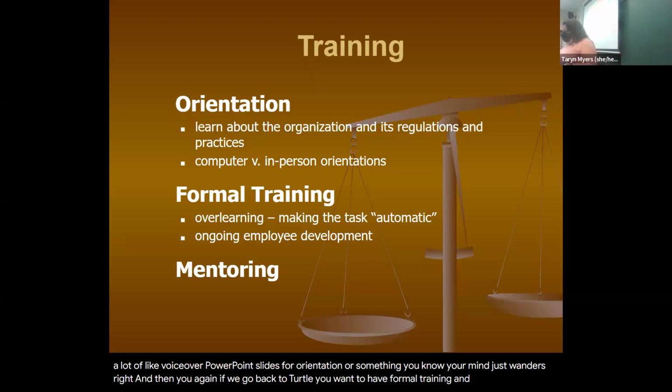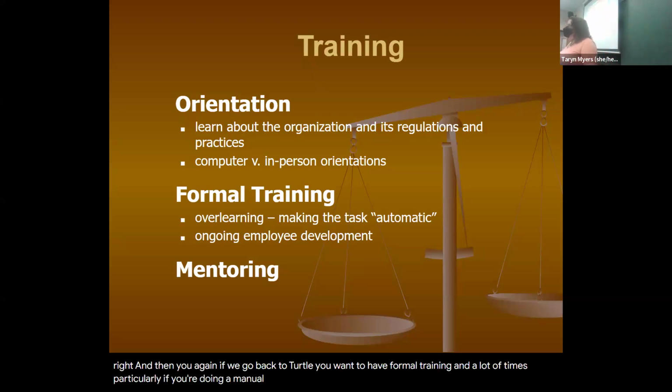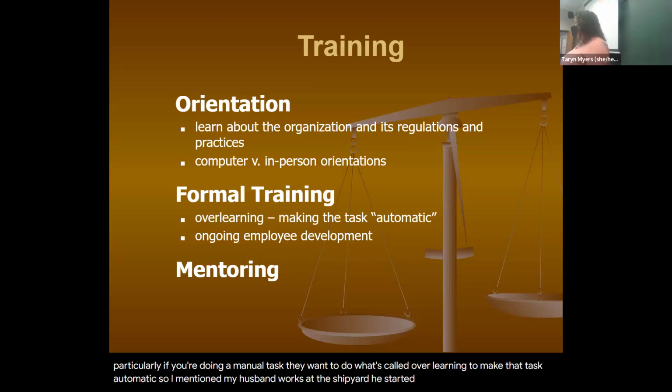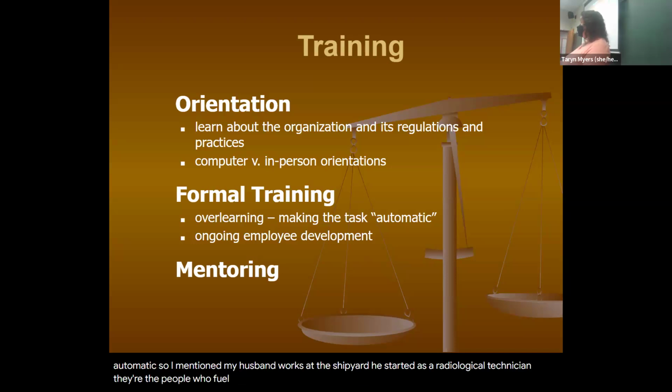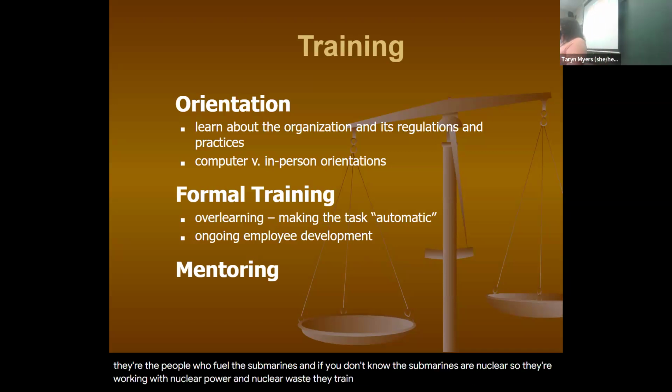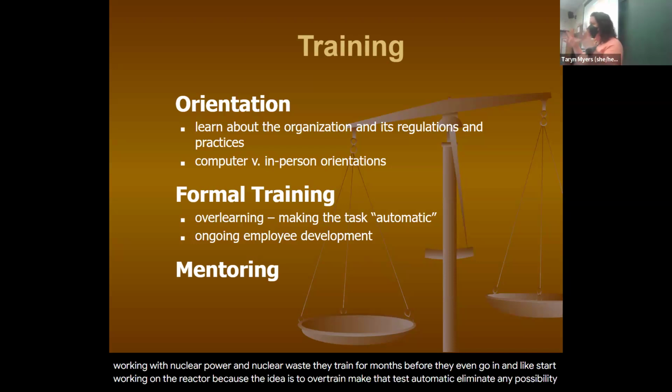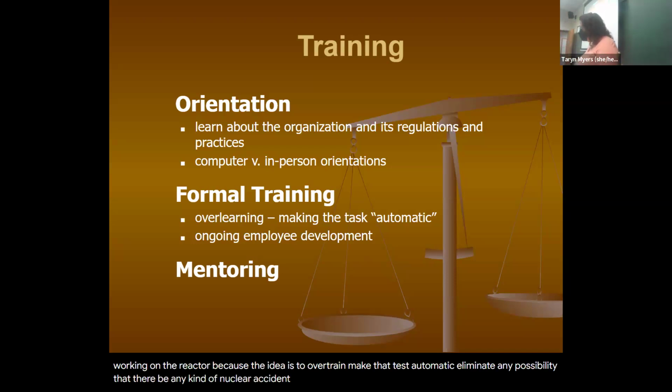And a lot of times, particularly if you're doing a manual task, they want to do what's called overlearning to make that task automatic. So I mentioned my husband works at the shipyard. He started as a radiological technician. They're the people who fuel the submarines. And if you don't know, the submarines are nuclear. So they're working with nuclear power and nuclear waste. They train for months before they even go in and start working on the reactor. Because the idea is to overtrain, make that task automatic, eliminate any possibility that there be any kind of nuclear accident, right?